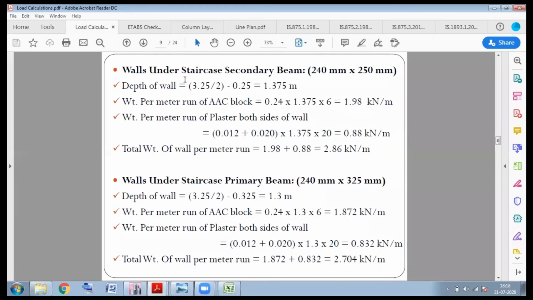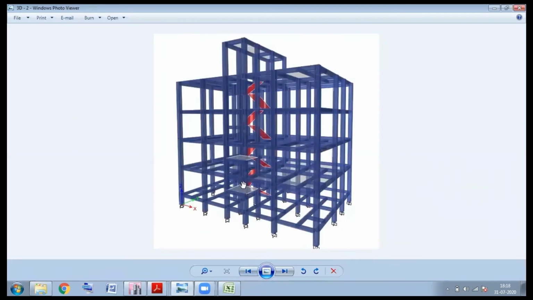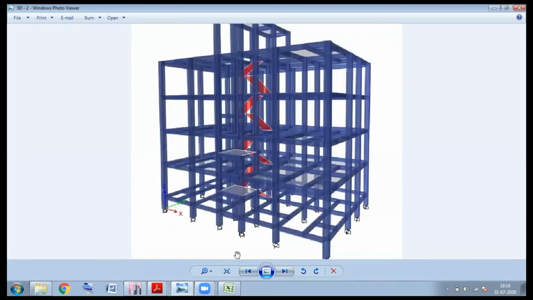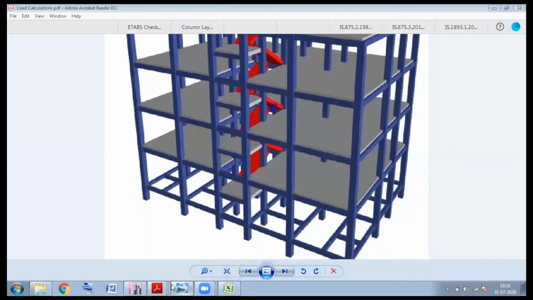And next one is the wall under the staircase secondary beam. If we construct the wall on the staircase, see this drawing, there is a landing beam right here. So once I construct the wall, it starts from this beam and ends here. But here the condition is changed, because one wall is above this beam and another wall is above this beam. So we want to consider each and every load acting on the beam.